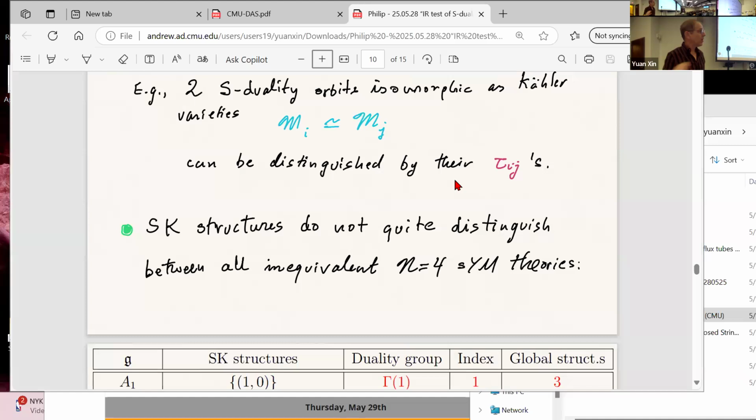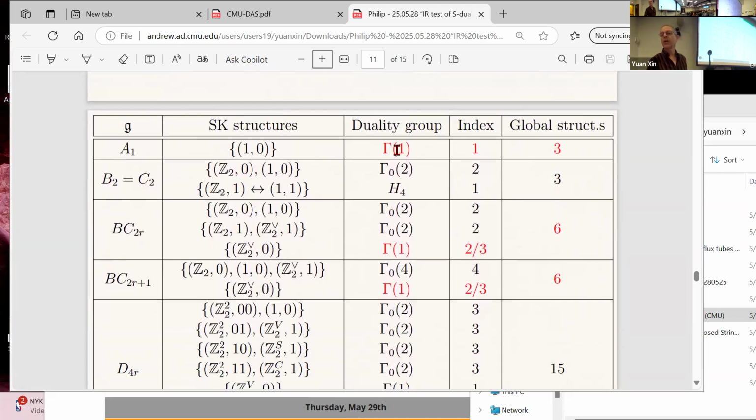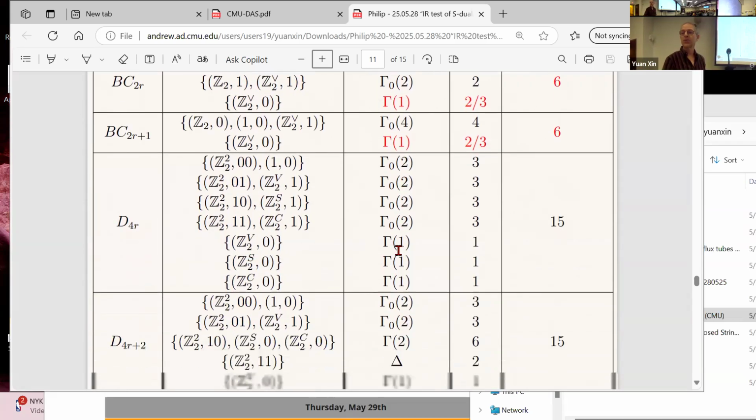Conversely though, there are a few cases in which our SK structures do not quite distinguish between different theories. I'm just flashing up a list of our results. The ones in red are the cases where we get everything on the nose, except for these cases in the so-called BC theories. Those would be the SO(odd) and Sp gauge algebras. In particular, for just one of each of their S-duality orbits, we find a larger set of identifications in the infrared than are proposed in the ultraviolet.